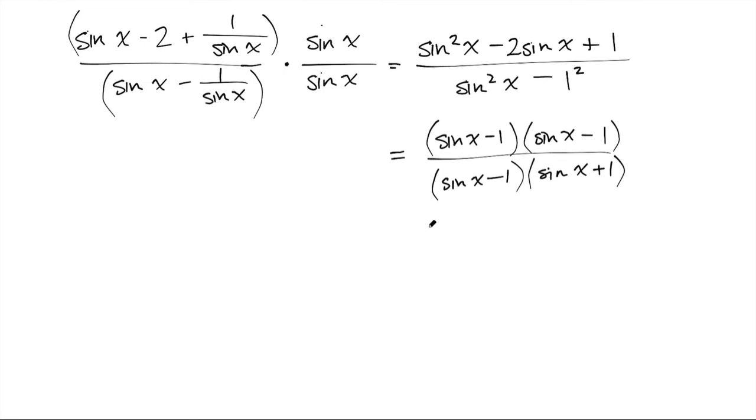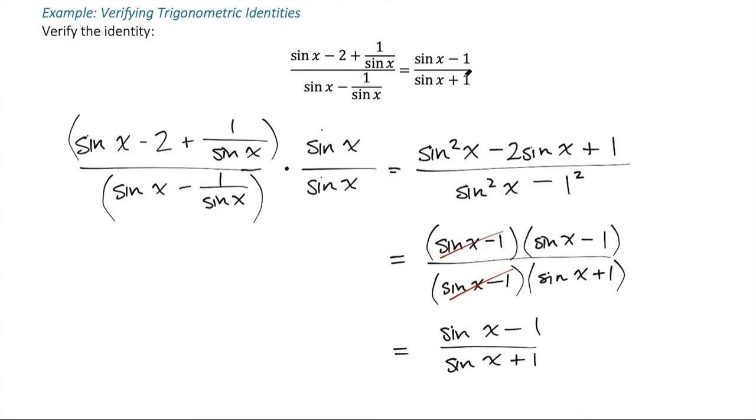And now by factoring, I see a common factor of the sine of x minus 1. So I can cancel that out, and we're left with sine of x minus 1 over sine of x plus 1. And that was my goal. That was what I was trying to verify, so I've now verified this identity.